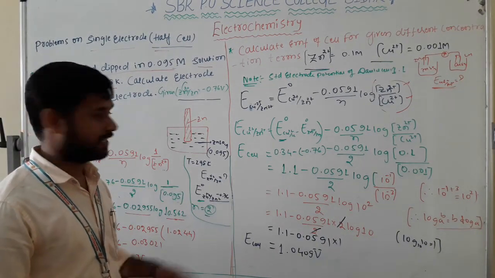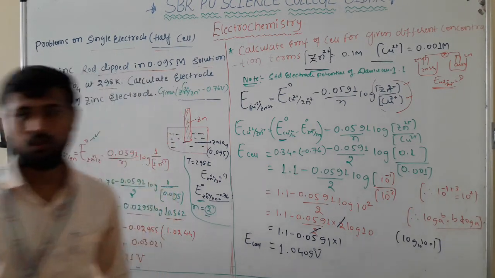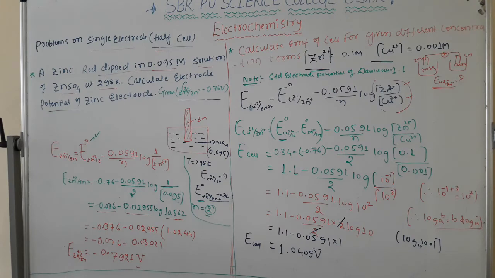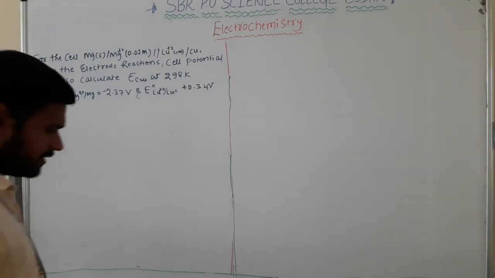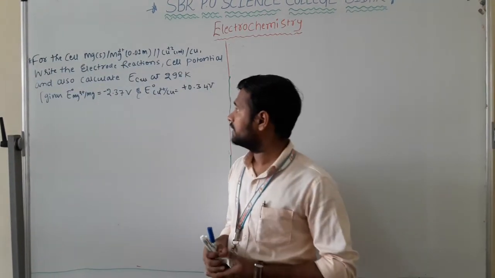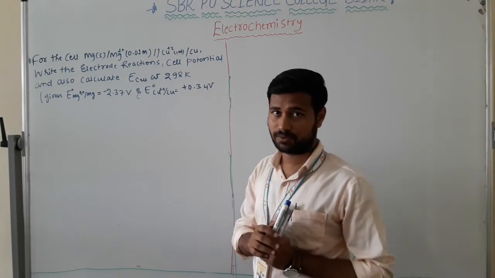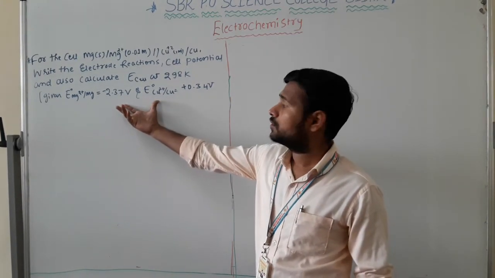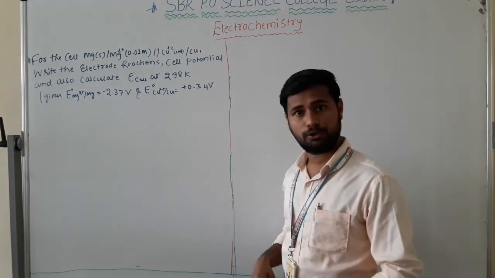Okay, take down our next screenshot. Now see, take another problem. In this one, in the last place, he is going to give two concentrations. Now in this one he has given two standard electrode potential values. Now how are we going to calculate?